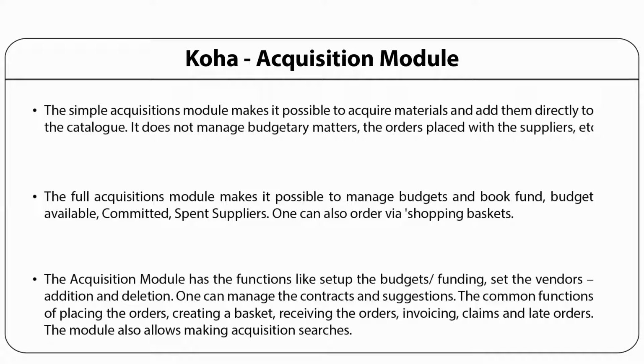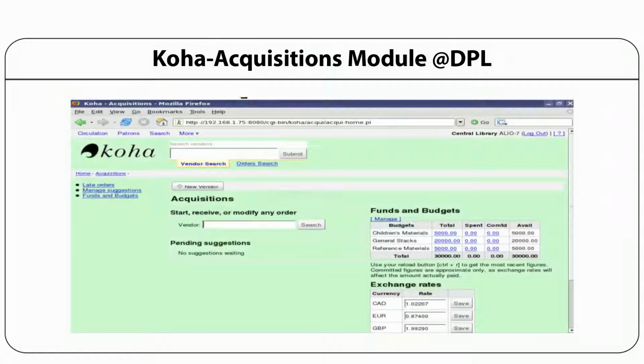The acquisition module has functions like setup of budgets, funding, and setting the vendors, addition and deletions. One can manage the contracts and suggestions. The common functions include placing the orders, creating a basket, receiving the orders, invoicing, claims and late orders. The module also makes acquisition searches. Simple and full acquisition are possible in Koha. The screen shows the acquisition module of Delhi Public Library.